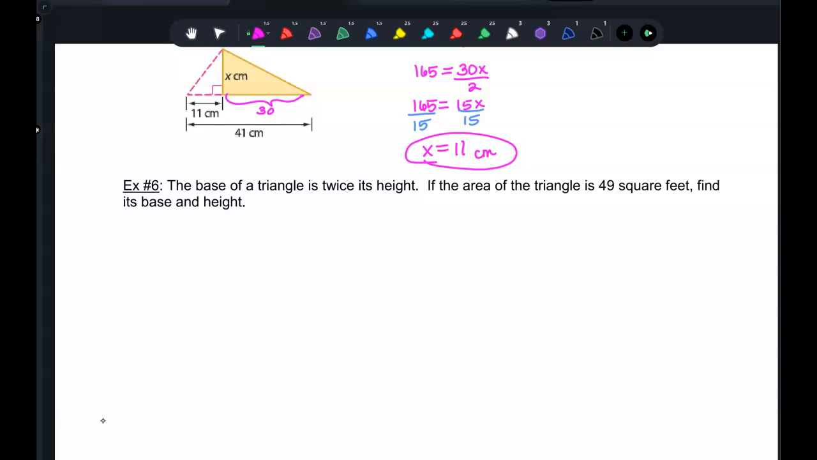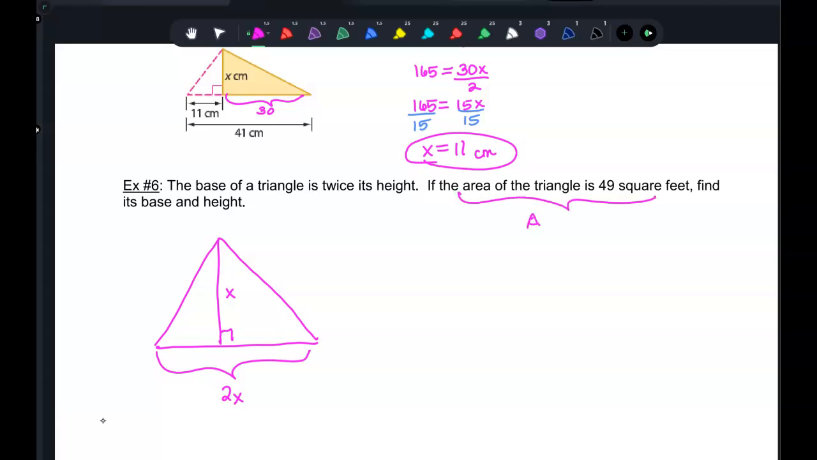Okay, the base of a triangle is twice its height. The area of the triangle is 49 square feet. Find its base and its height. So I'm going to make a quick little sketch. The base is twice its height. So I'm going to make the base 2x and the height is x. And I know the area is 2x times x divided by 2. I know how to do it.